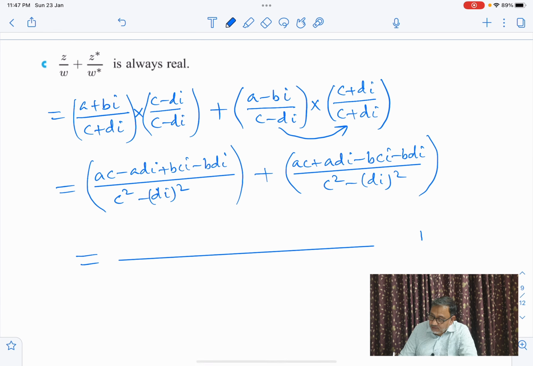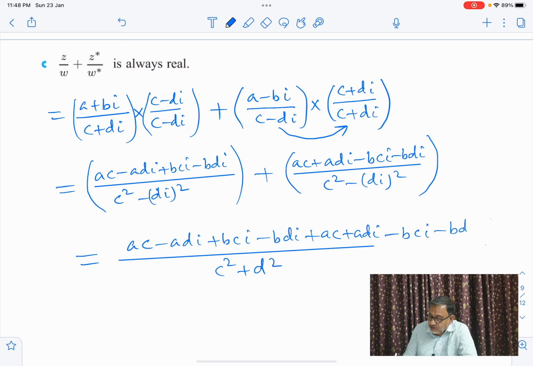So look here. C square minus D square I square. Then I square is minus 1. So minus and minus plus D square. So therefore the denominator is C square plus D square. And the numerator we will write all together. Okay. So AC minus ADI plus BCI minus BDI plus AC plus ADI minus BCI minus BDI. So I wrote all of them under one denominator.